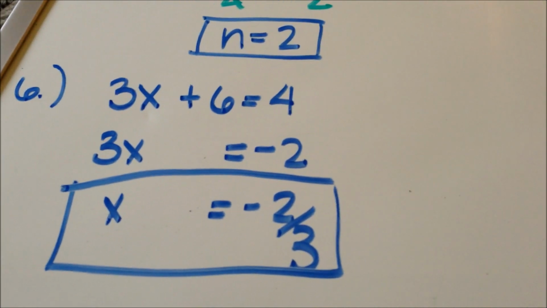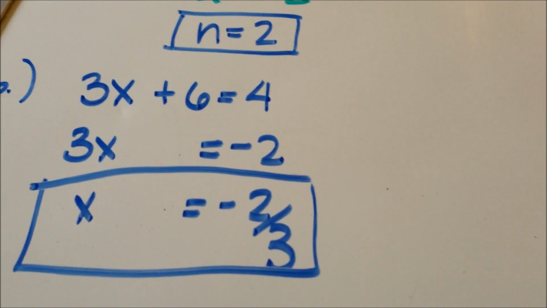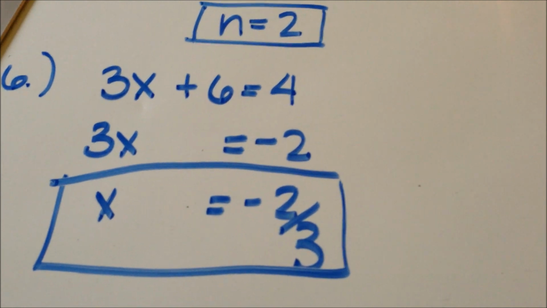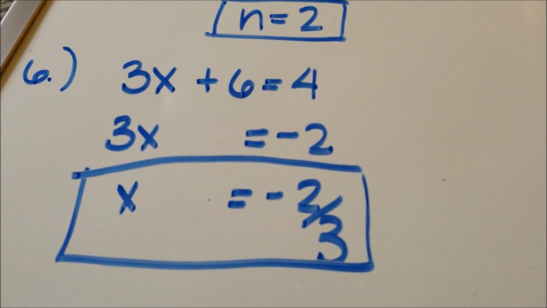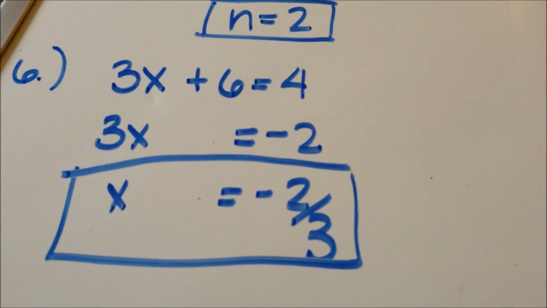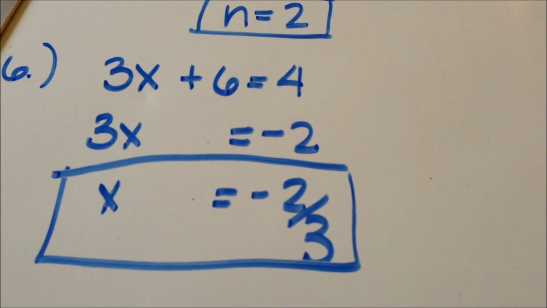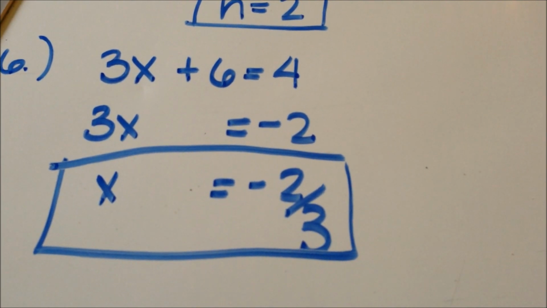For number 6, we had the sum of 3 times a number and 6 equals 4. Find the number. So we have 3x plus 6 equals 4. Let's get rid of the 6 first by subtracting it from both sides of the equal sign. We end up with 3x equals negative 2. Then let's divide both sides of the equal sign by 3. So our final answer is x equals negative 2/3.